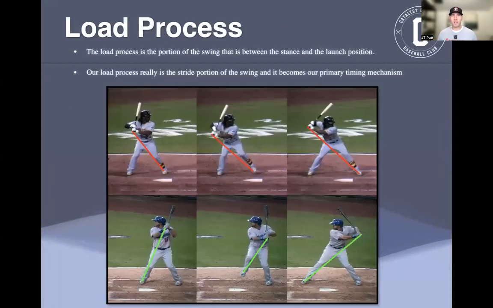Now, when we talk about load process, really load process is our stride. It's the portion of the swing between the stance and what we define as launch position. We're going to talk about launch position in a moment, but spoiler alert, it's the instant our front toe touches the ground. So this third frame of McCutchen and Andre Ethier right here would be our launch position, that one instant when the front toe touches the ground. The load process is just our timing mechanism, and that becomes our stride, right? The time between our stance and our launch position, the instant we hit front toe touch.